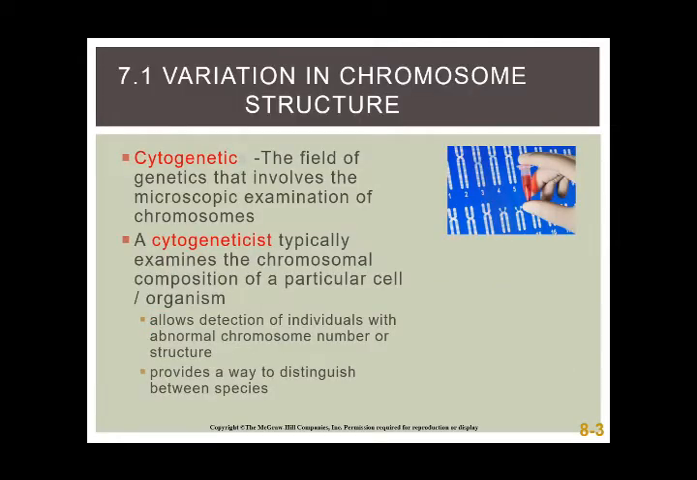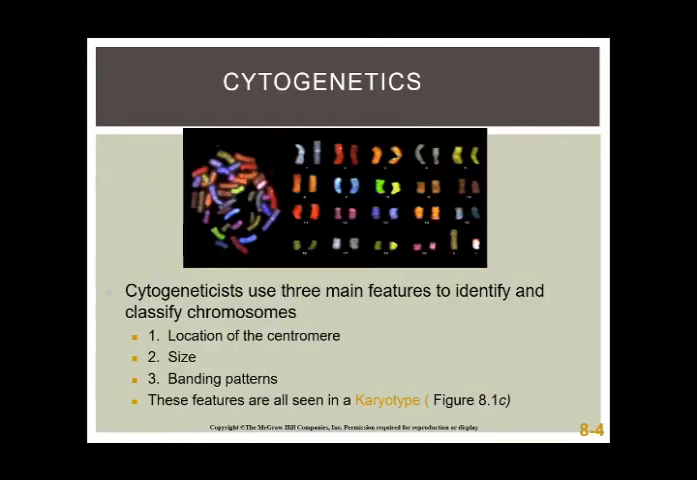Cytogenetics is a field of genetics that involves the microscopic examination of chromosomes. Cytogenetics typically examines the chromosomal composition of a particular cell or organism to allow detection of individuals with abnormal chromosome number or structure. It provides a way to distinguish between species. Cytogenetics uses three main features to identify and classify chromosomes. First is the location of the centromere, second is size, third is the banding patterns. All of these features can be seen in a karyotype.